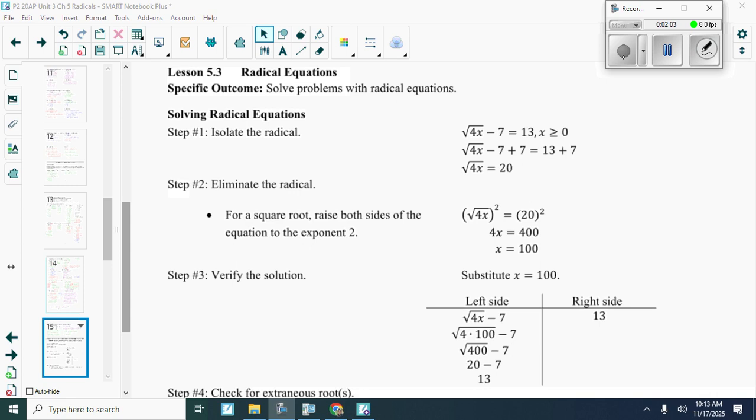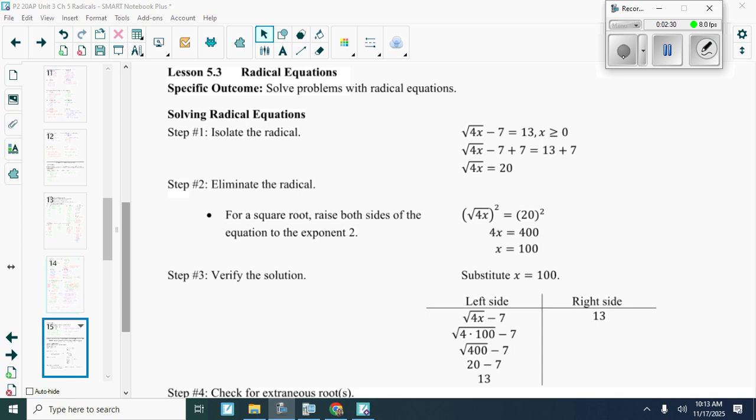Okay, so as you can see in your notes, the first thing we're going to do is isolate the radical. Very similar to when we had a regular equation and wanted to solve for x, we needed to isolate x and get everything else on the other side. So the first thing we're going to do is get everything else besides the radical on the other side of the equation. Here's our example equation: the root of 4x, subtract 7 equals 13. So you're going to add 7 to both sides.